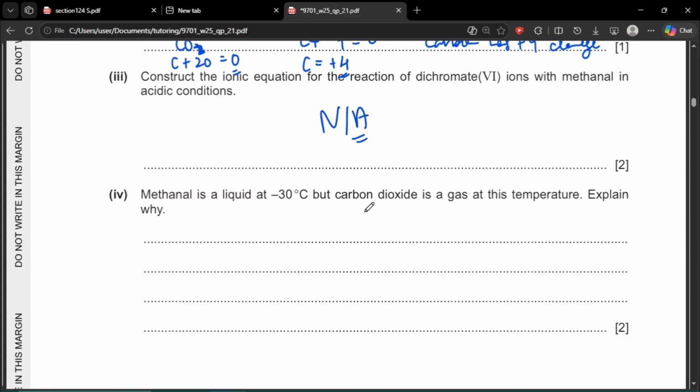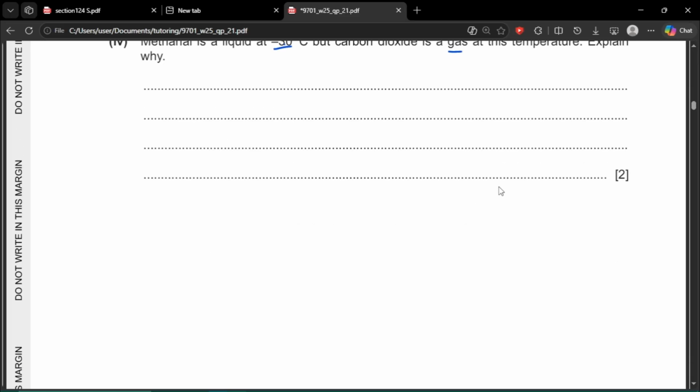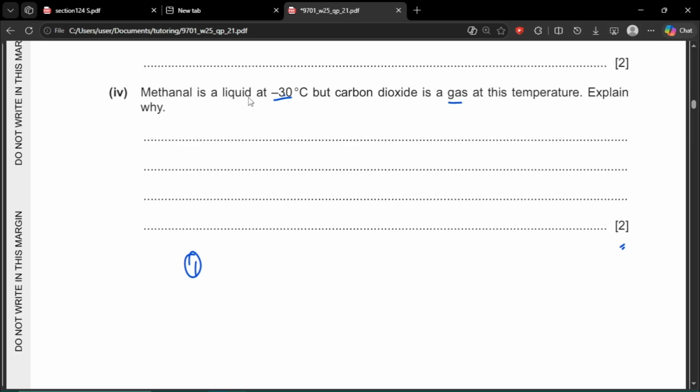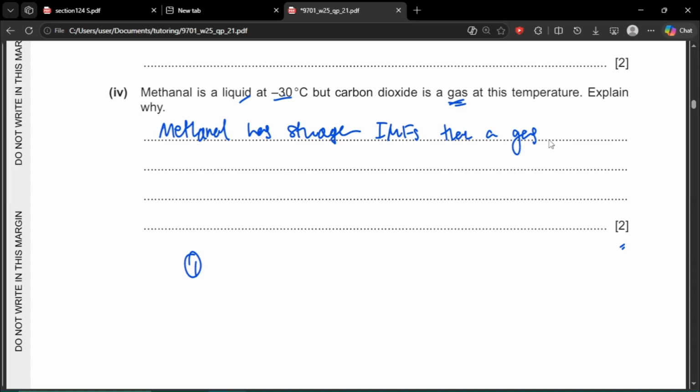Anyways, the next part is: methanol is a liquid at minus 30 degrees, but carbon dioxide is a gas at this temperature. Explain why. Now, it's 2 marks, right? You can easily get 1 mark by just realizing that a liquid has stronger IMFs than a gas. So you can legit write methanol has stronger IMFs. I mean, as a student, this was a cheat code, to be honest. You didn't have to look twice. You just have to realize it has stronger IMFs.